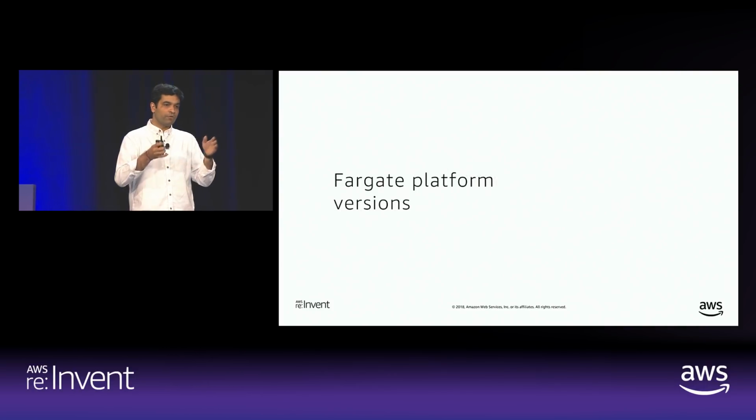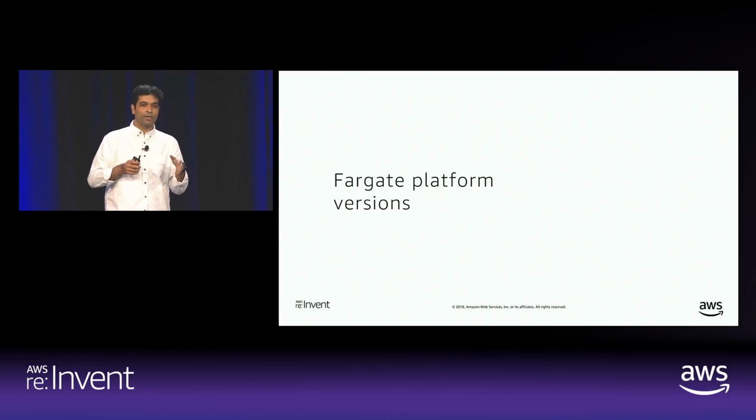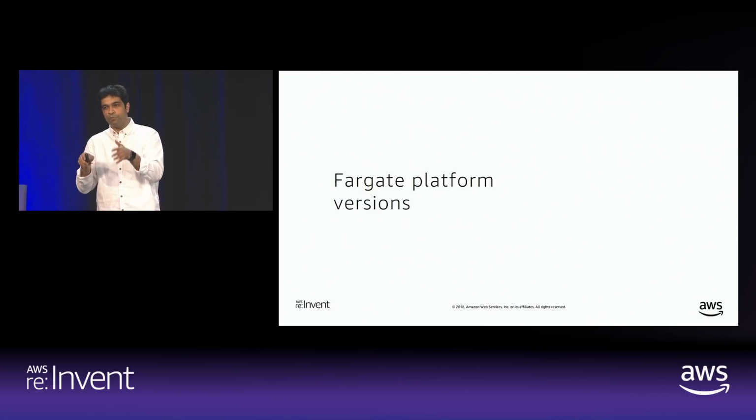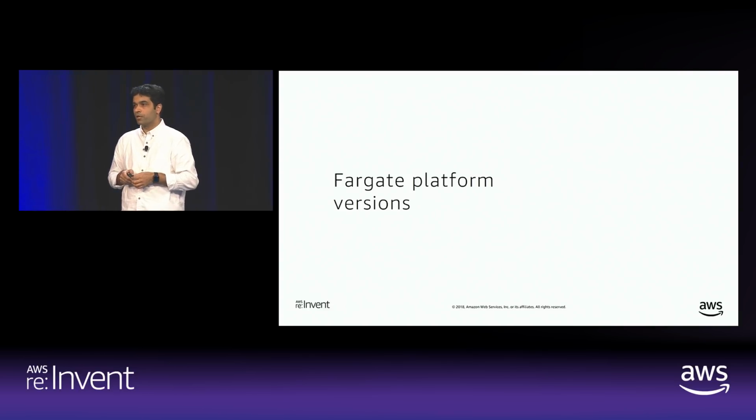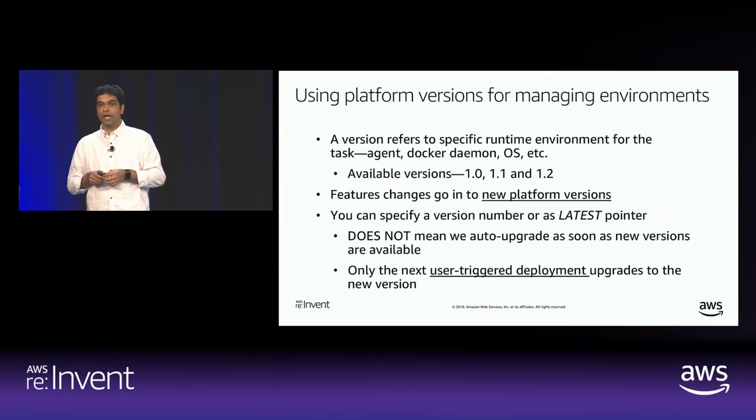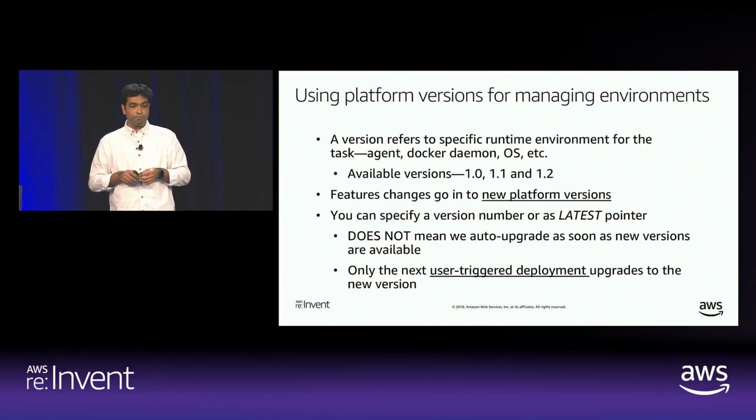So now we've talked about networking. Let's talk about a concept which is specific to Fargate. Everything we discussed so far applies to EC2 launch type and Fargate launch type. In the case of Fargate specifically, we have a notion of platform versions. Right now, we have 3 platform versions that are shipping today.